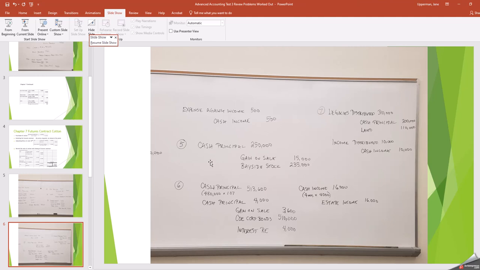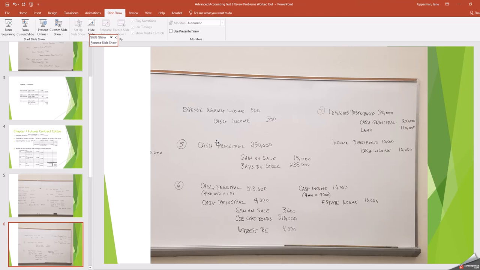Okay, then the next thing that happens is we sold the stock. We had that Bayside stock. It had a fair value of $235,000 on the date of death. Now it's a couple months later, and we sold it for $250,000. So we would have a gain on the sale of that stock of $15,000. But again, that goes into our cash principal, because our goal is to convert all of these estate assets into cash so we can distribute it.